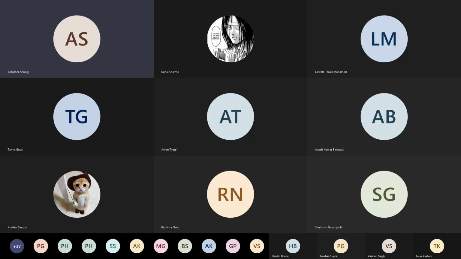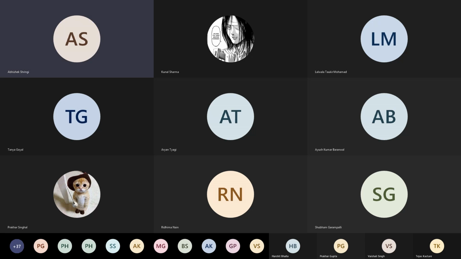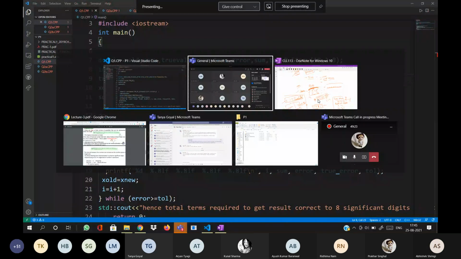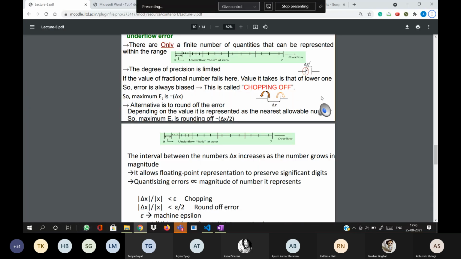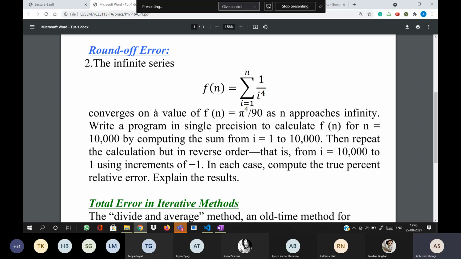Does anybody have any doubt in the question, or shall we move to the second question? So we are moving to the second question. This is also a question similar to the previous one. I advise all of you to read the question in 2 minutes or so. After that, we'll discuss what is there in the question.